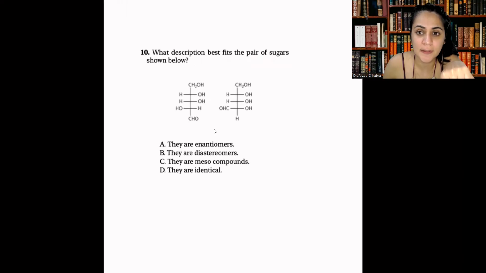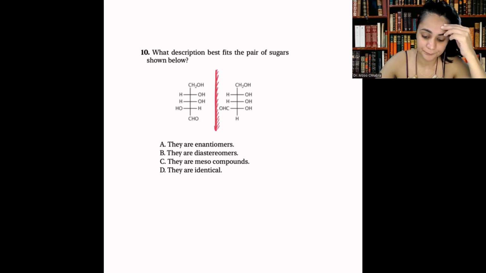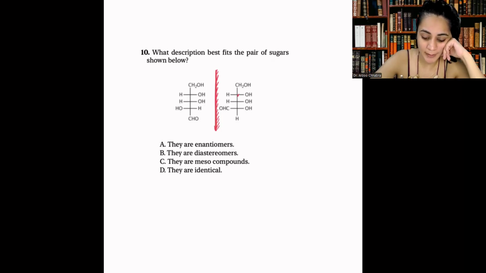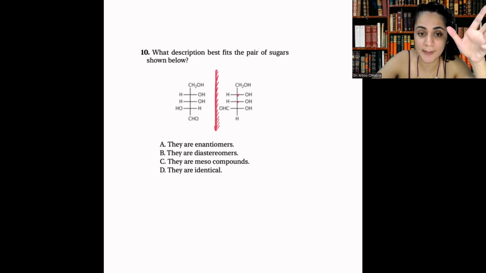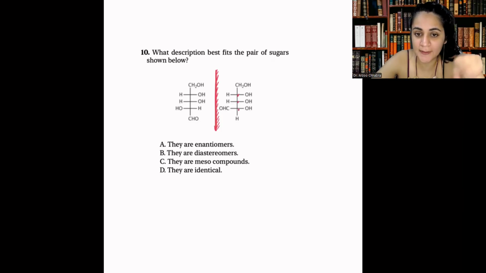So for these sugars, we actually have one chiral center that is the same. The second chiral center is also exactly the same. The third chiral center is actually, let's see if there's a difference in the stereochemistry really fast, right?